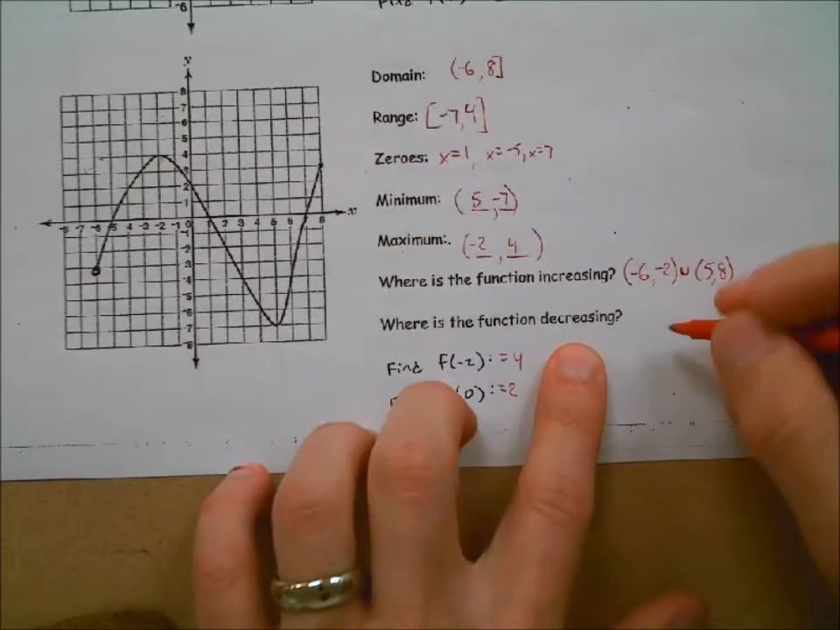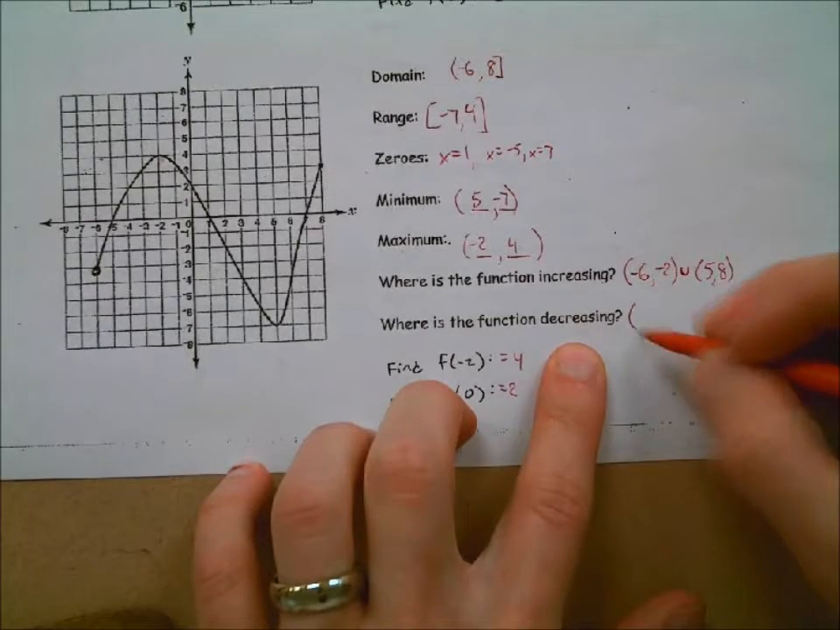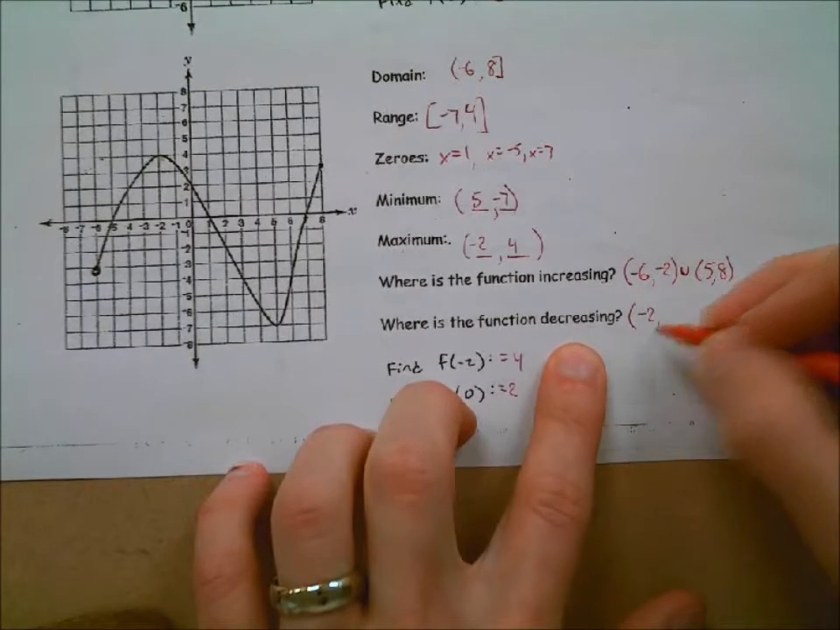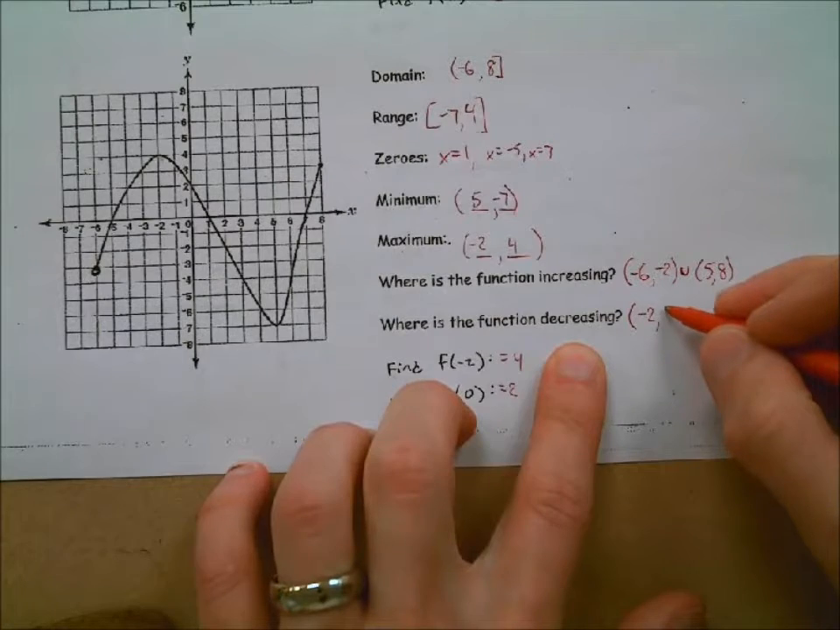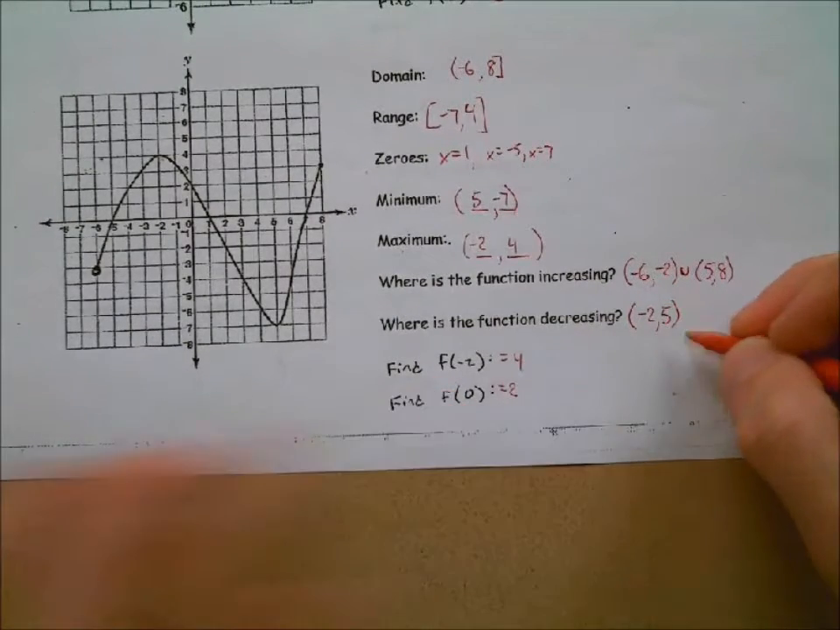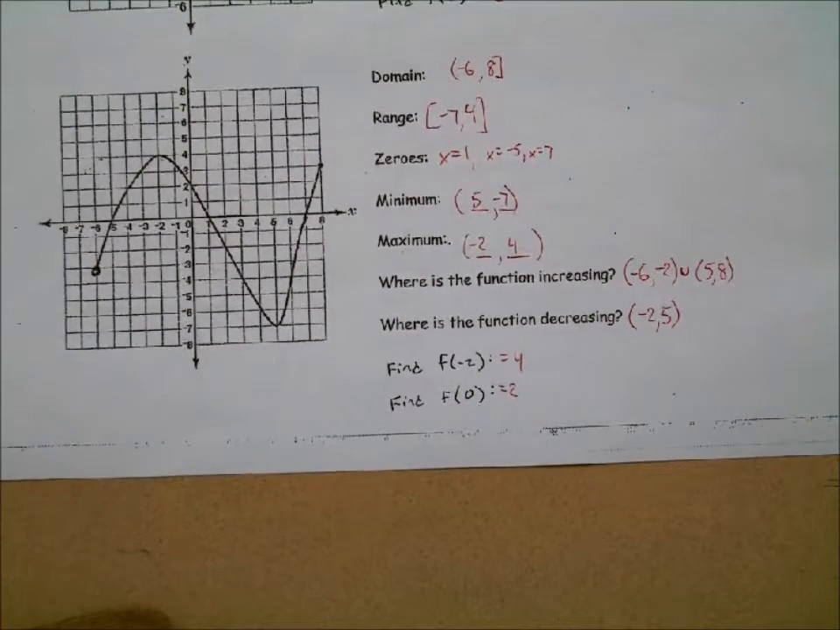Decreasing, where do we start to decrease here? At what x value? Negative 2. And then where do we stop decreasing? At the x value 5. And again, we're not going to include the endpoints. Do we decrease anywhere else besides from negative 2 to 5? No. Okay. So questions on any of that?